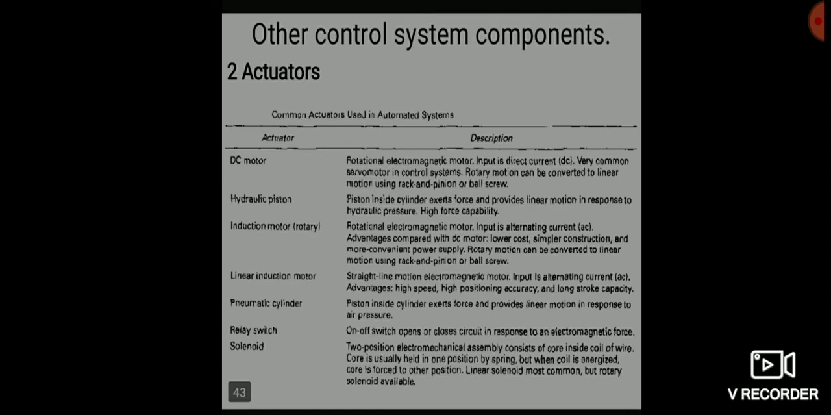The controller command signal is usually low level, and so an actuator may also include an amplifier to strengthen the signal sufficiently to drive the actuator. A list of commonly used actuators is presented in the table. Depending on the type of amplifier used, most actuators can be classified into electrical, hydraulic, and pneumatic actuators. Electrical actuators are the most common type.